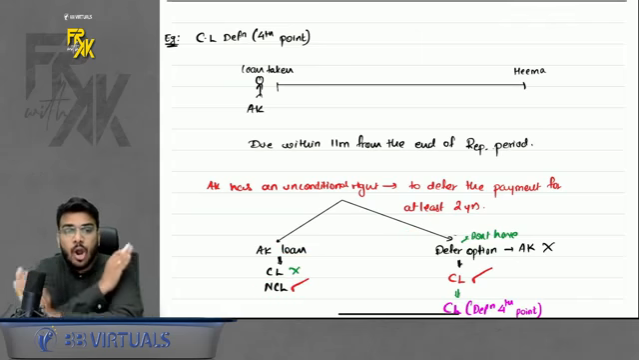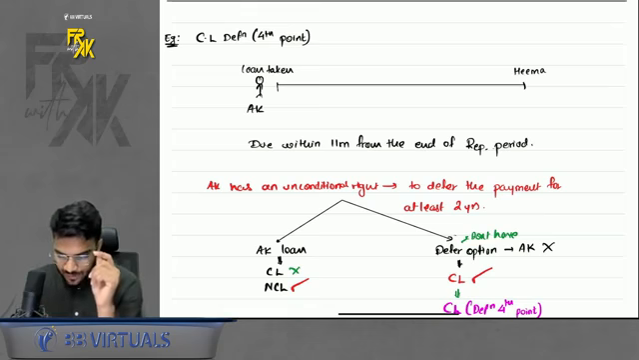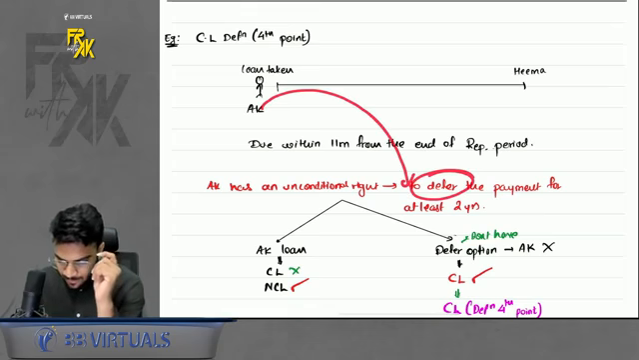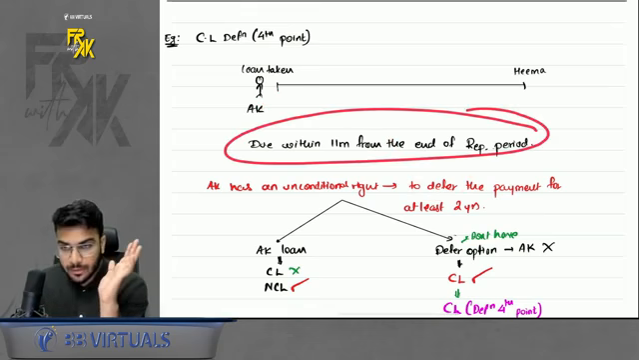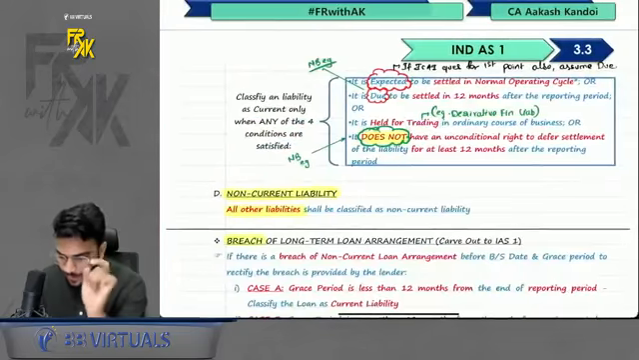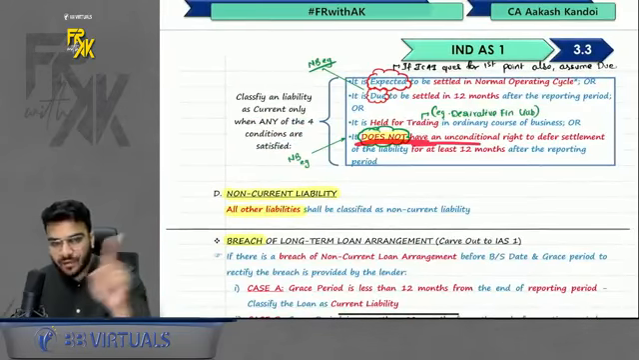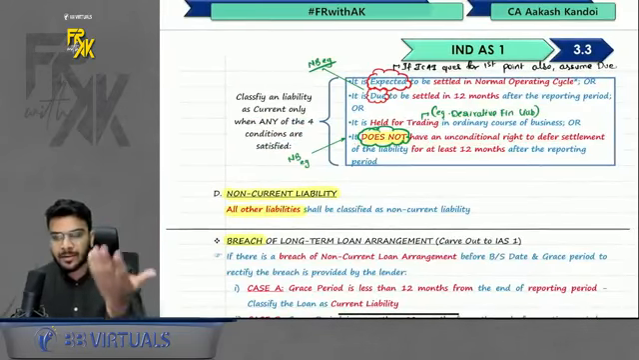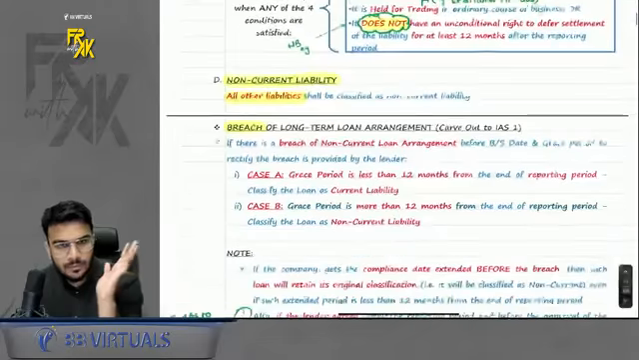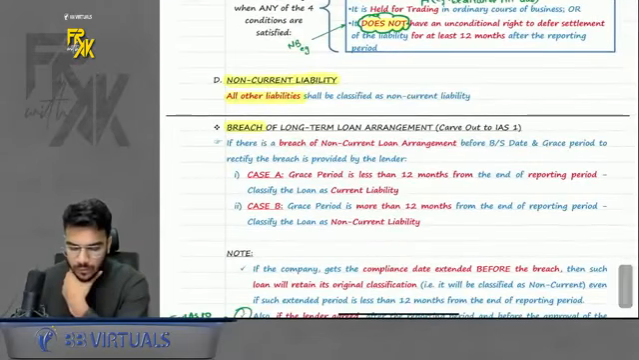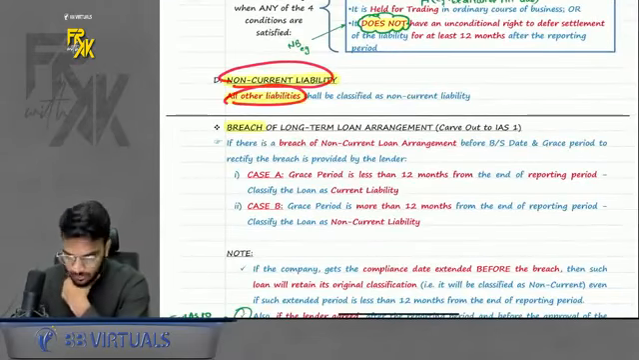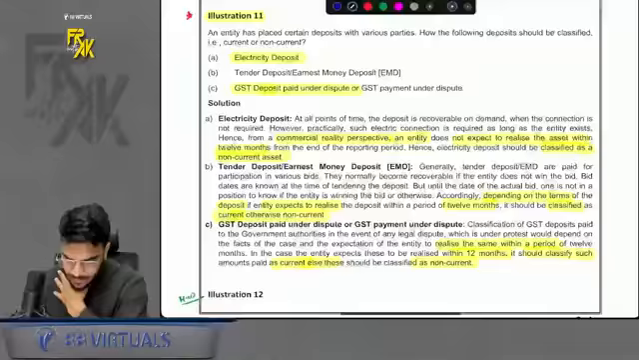But if AK does not have such deferment right, can I say the loan would have been current only? So it is written here. If it does not have an unconditional right to defer the settlement, then it will be current. Simple, right? Okay. Then all other cases, it will be non-current. Then we discuss the concept of breach.